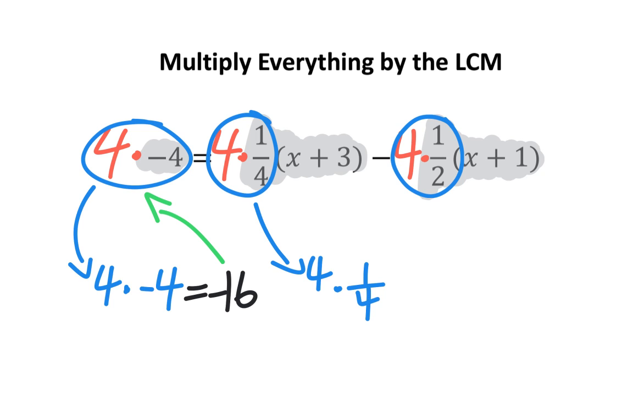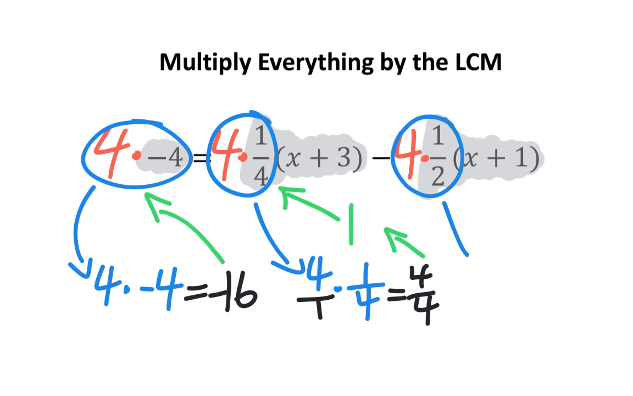Now, when multiplying a whole number by a fraction, sometimes it's easier to change the whole number into a fraction. So 4 is the same thing as 4 over 1. And when multiplying fractions, all you need to do is multiply the numerators and multiply the denominators. So 4 times 1 is 4, and 1 times 4 is 4. Now, 4 over 4 is the same thing as 4 divided by 4, which simplifies to the number 1. So we can replace what we circled in blue here with the number 1.